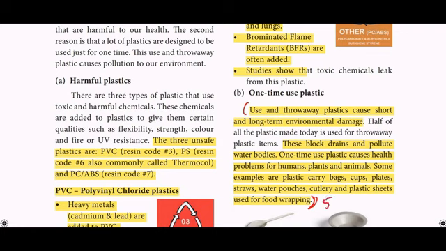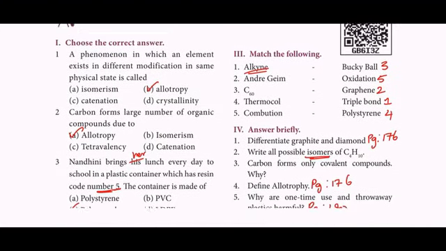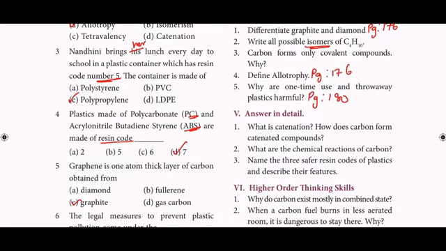Okay, that is the answer for the fifth question. Okay, next one. Answer in detail. What is catenation? How does carbon form catenated compounds? The answer for this is on page number 174. This is the answer.